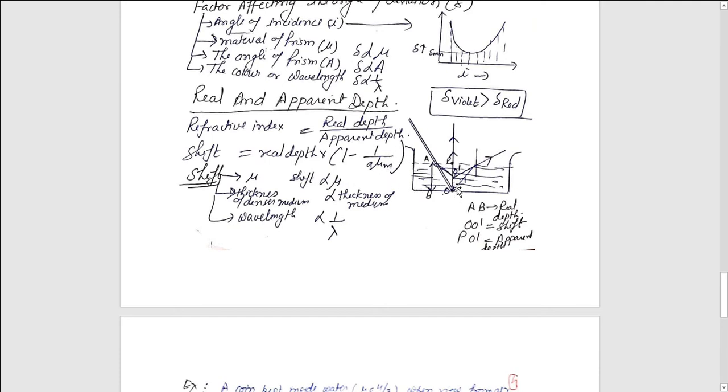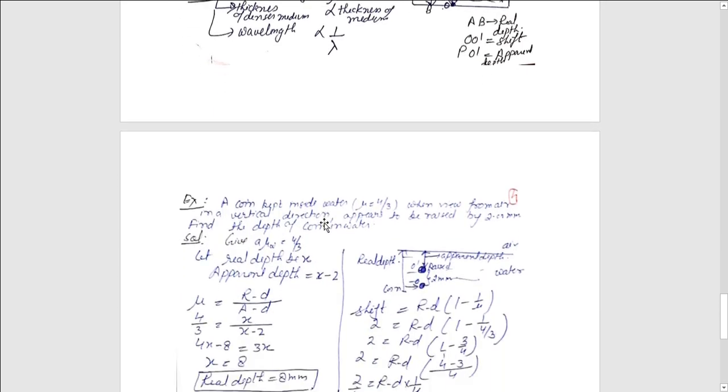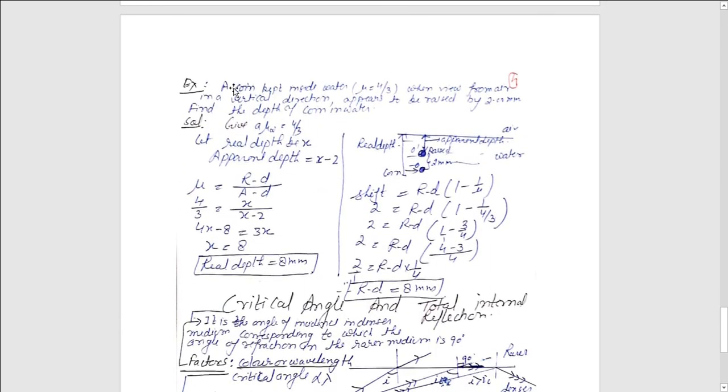But this shift depends on a few factors: refractive index, the thickness of the denser medium, and wavelength. Refractive index more, shift is more. Thickness of the medium is more, shift is more. Wavelength is more, shift is less. So, indirectly... Followed? Now a numerical based on this.